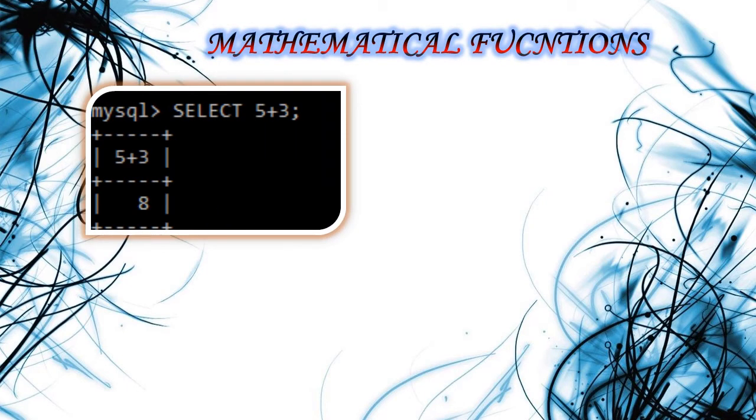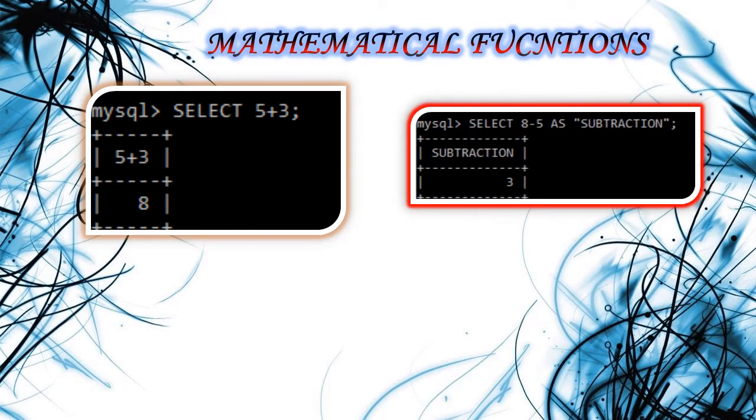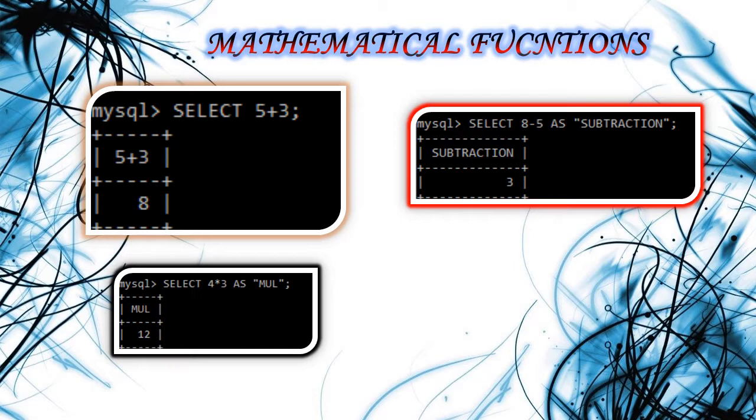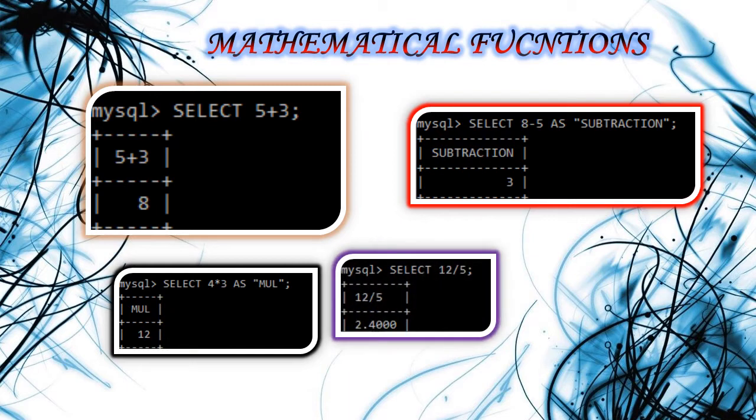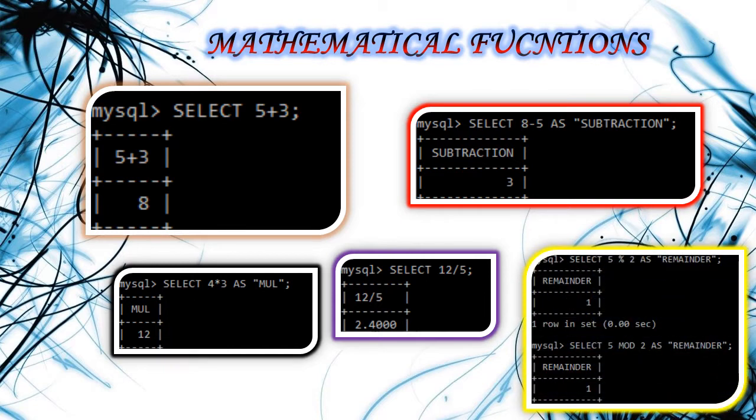So first, mathematical functions. The plus operator is used to perform addition. SELECT 5 + 3 shows the answer 8, and likewise 8 - 5 will give the answer 3. Now, we can use an alias name using the keyword AS subtraction, so the heading is changed to subtraction. For multiplication, we use the star asterisk symbol. For division, we use the forward slash. It will give the quotient of 12 by 5. So the quotient is given by the forward slash operator.